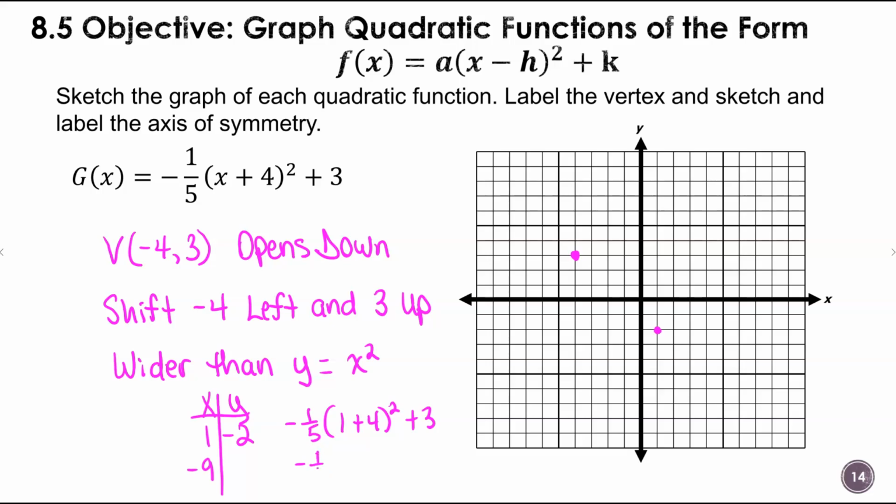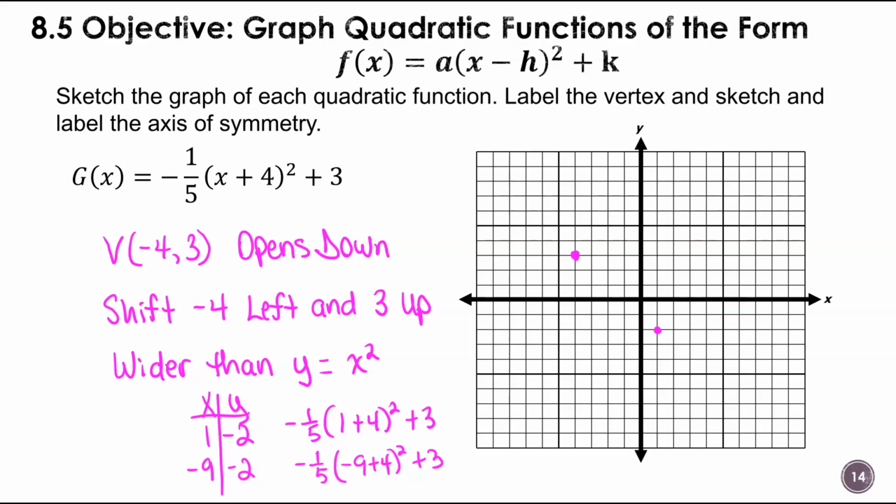Oops, I need to write that as a 1/5. So negative 9 plus 4. Well, negative 9 plus 4 is negative 5. Negative 5 squared is 25. So you can see we end up with the very same y coordinate, not ordered pair.